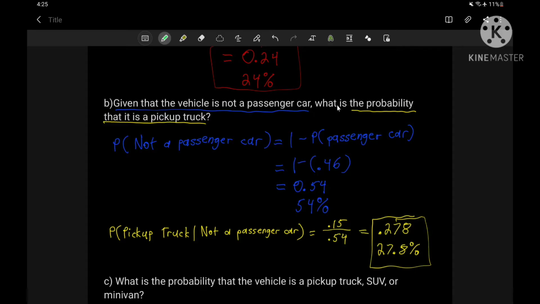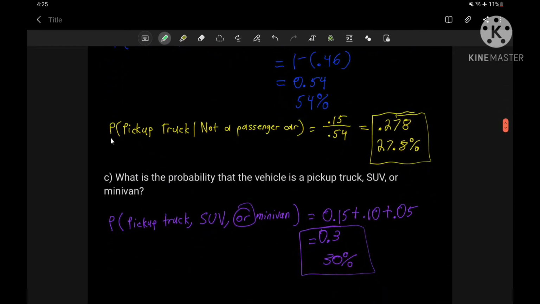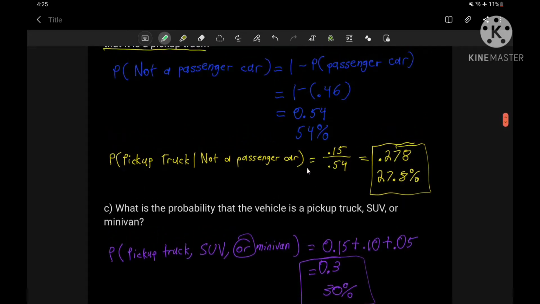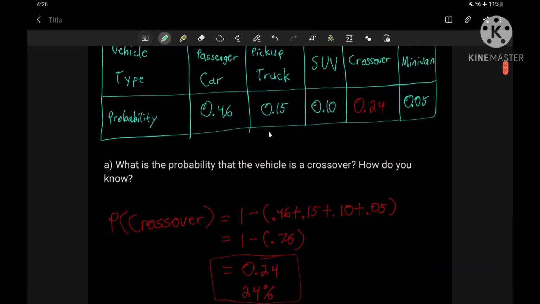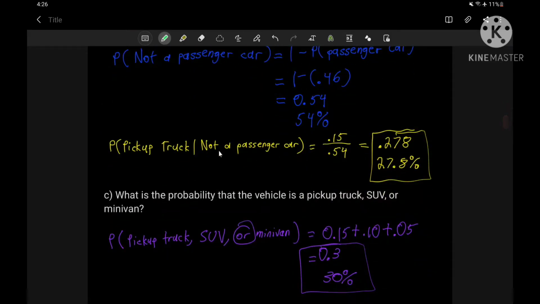It's also asking, what is the probability that it is a pickup truck? So what we do here is solve the probability of a pickup truck and not a passenger car. A pickup truck is the numerator, which is 0.15 in this chart. That's how I got it right here. And not passenger car is 0.54, so I put that as the denominator. When you divide them, it's 0.278 or 27.8%.